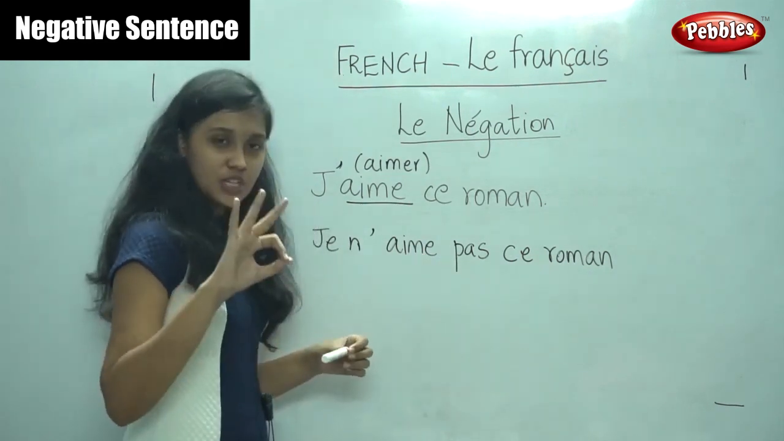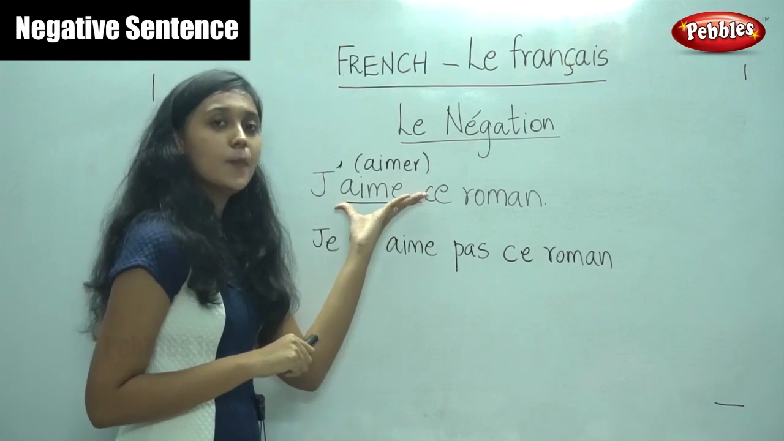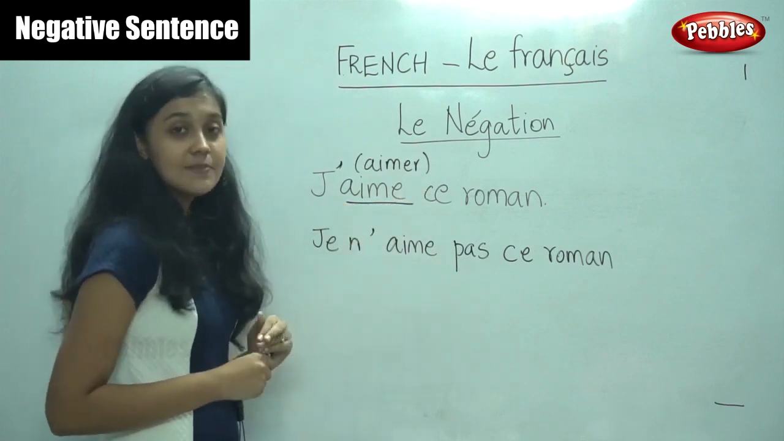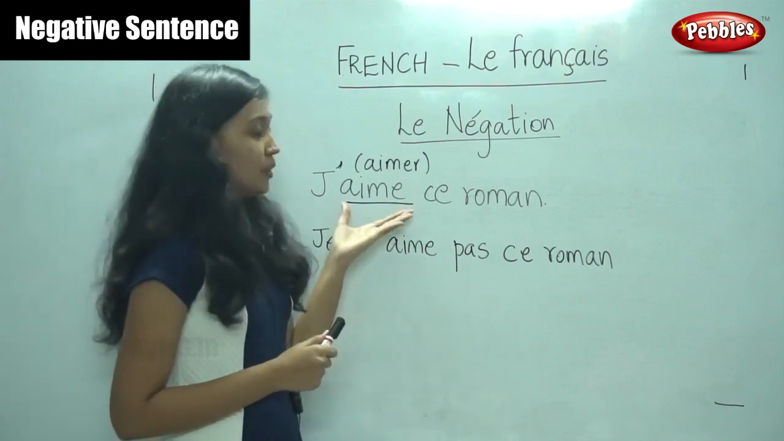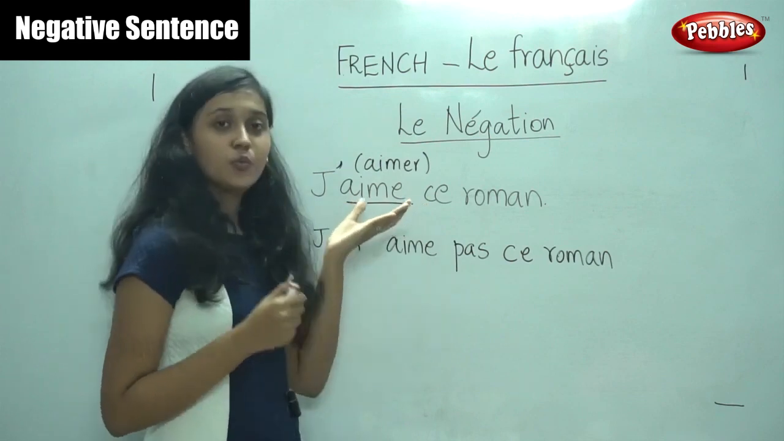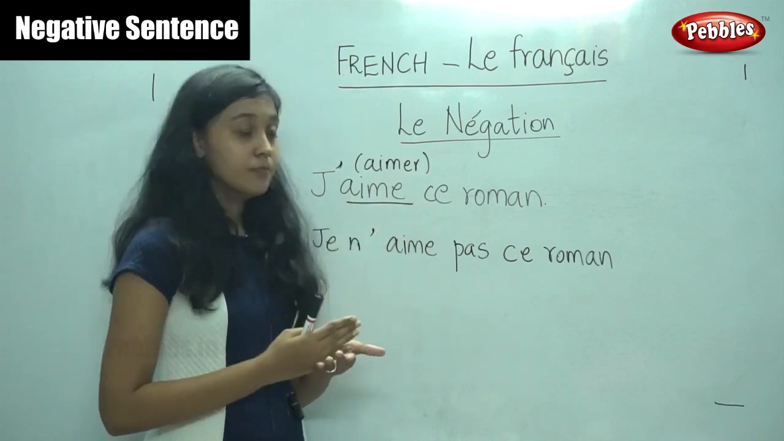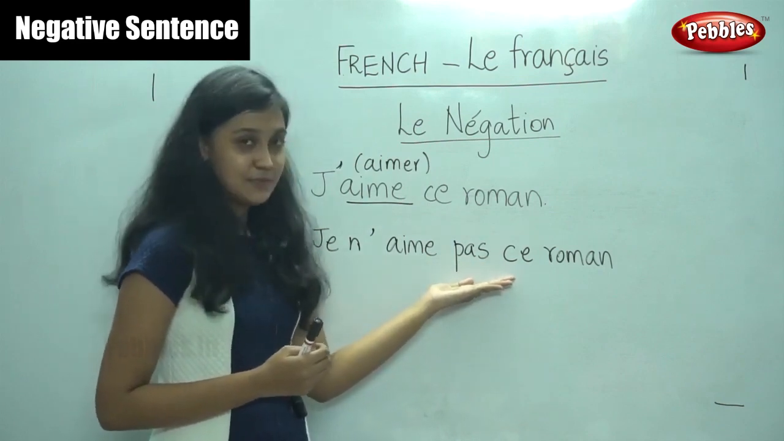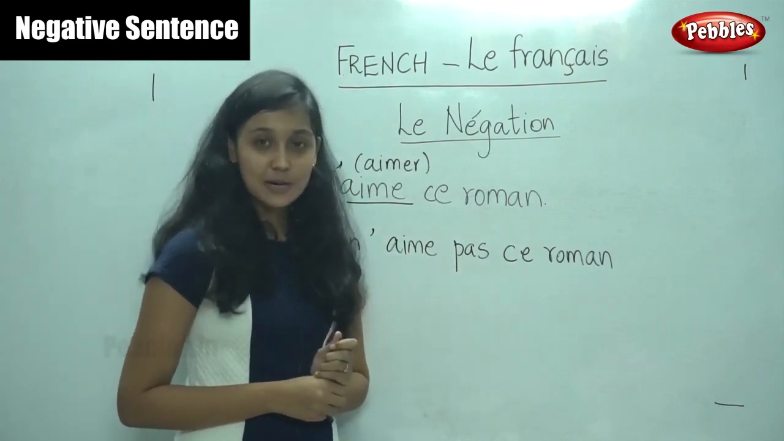So, using 3 simple steps, we have converted a positive sentence into a negative sentence. What are the 3 steps? Can you say it with me? We need to identify the verb. And then we need to add ne before the verb and pas after the verb. Simple, isn't it? So, shall we try some more sentences?